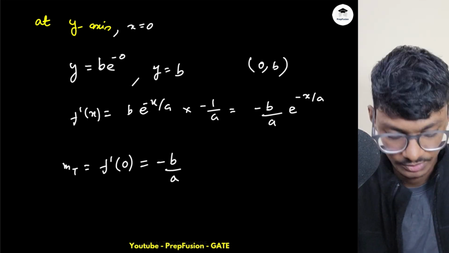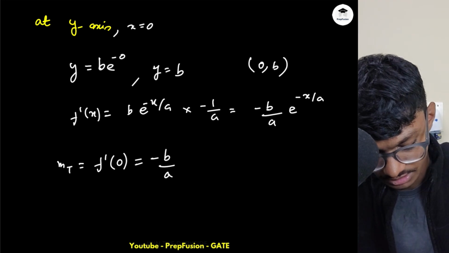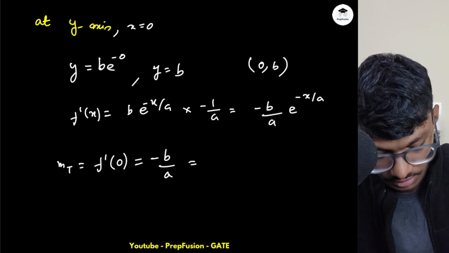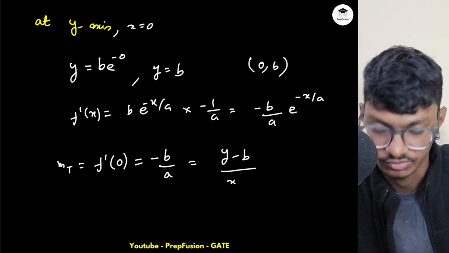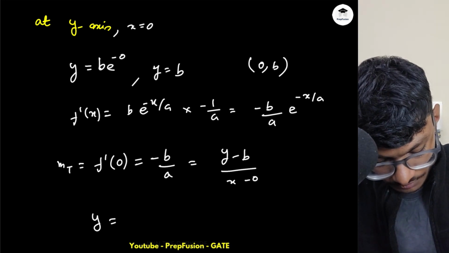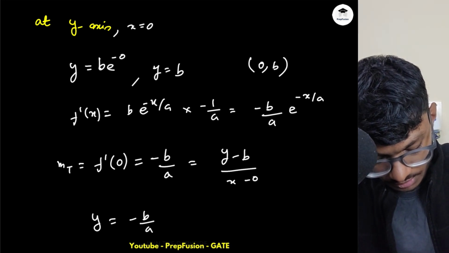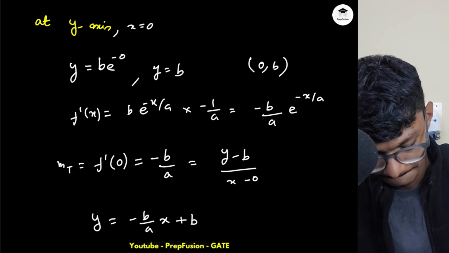If I get minus b upon a, what does this mean? This means that I can equate this with y minus y1 over x minus x1. What is y1? y1 is b. x1 is 0. So my y will be equal to minus b upon a into x plus b.